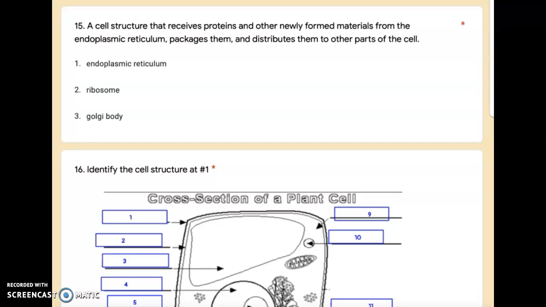Number 15. A cell structure that receives proteins and other newly formed materials from the endoplasmic reticulum, packages them, and distributes them to other parts of the cell. Is that the endoplasmic reticulum, a ribosome, or Golgi body?